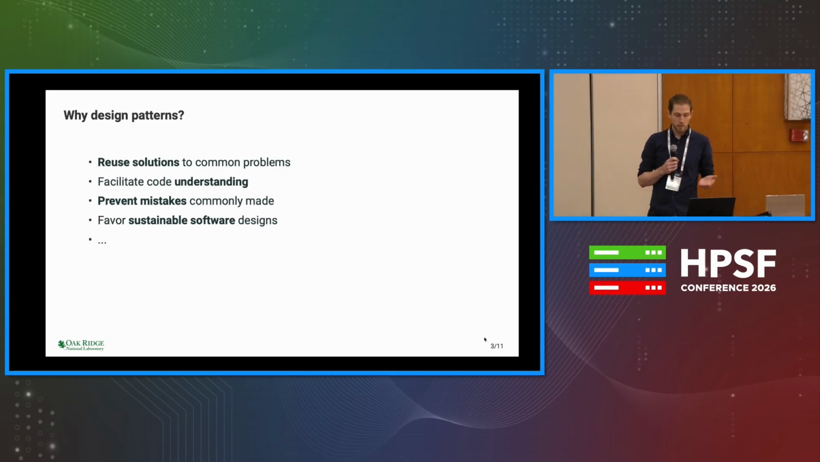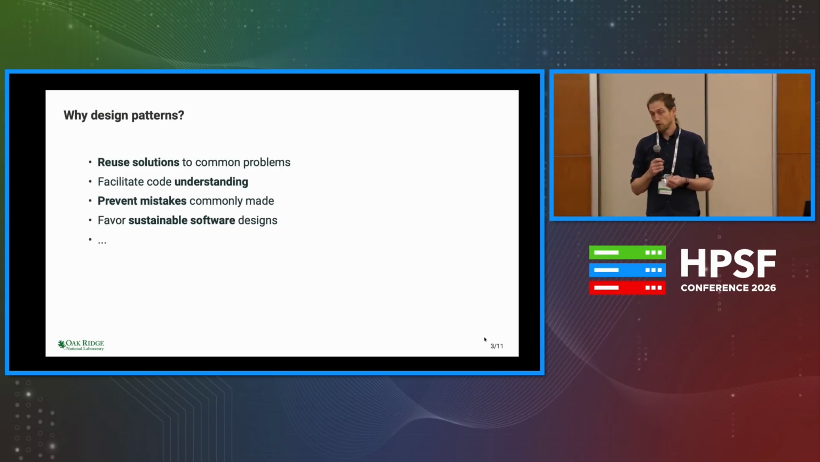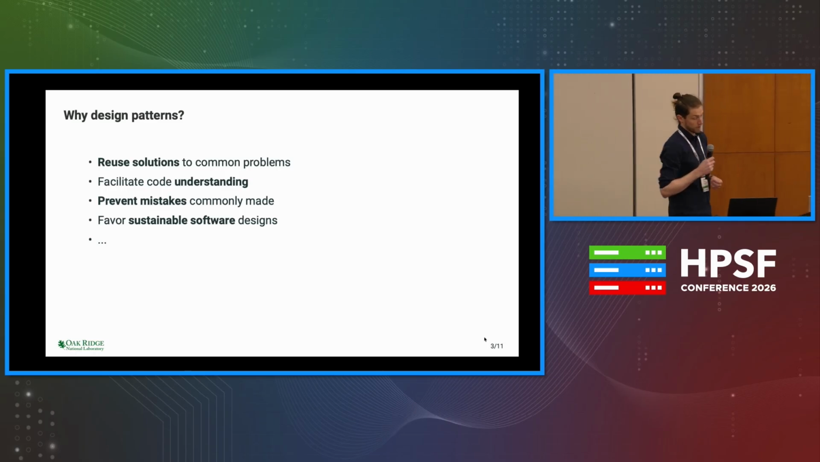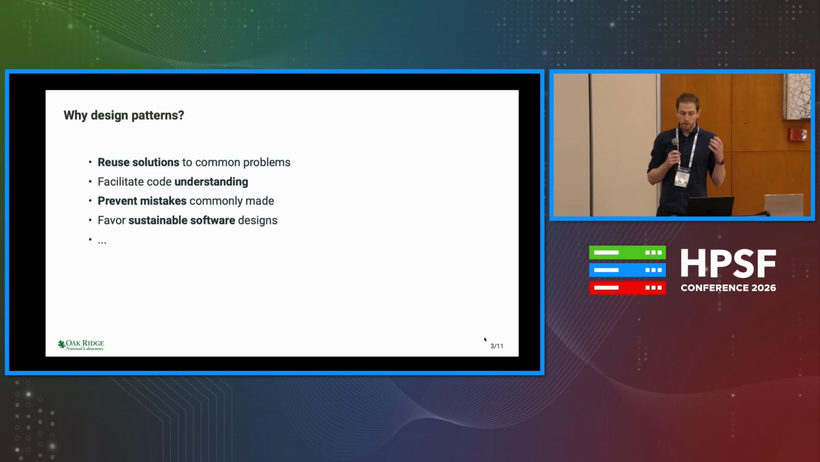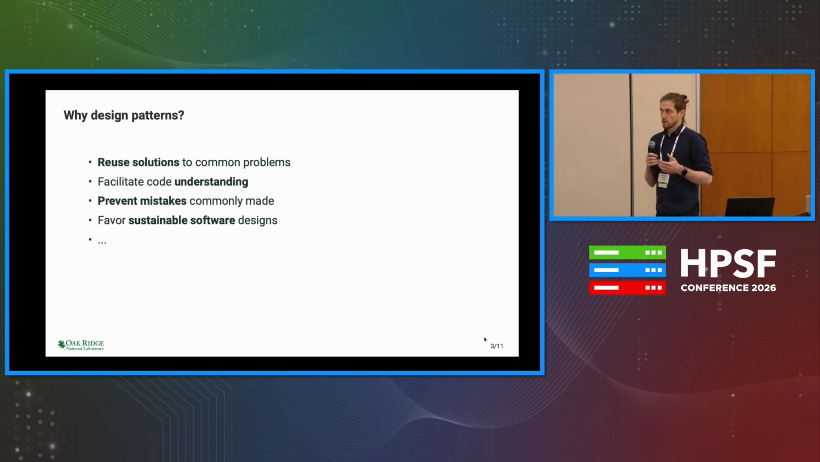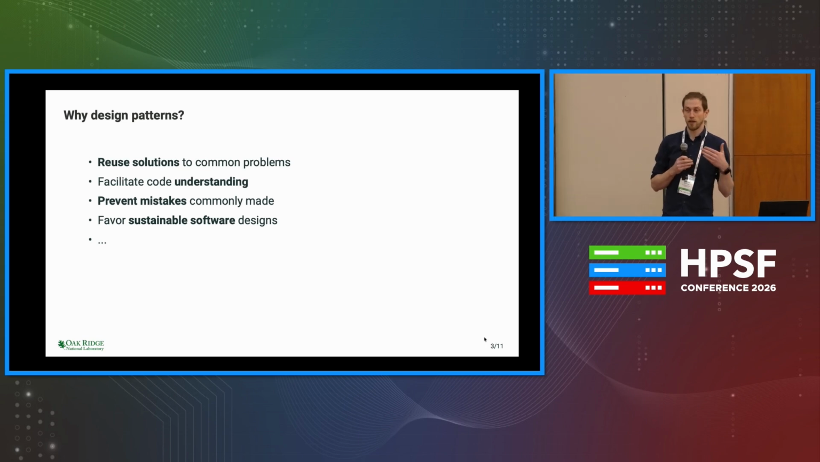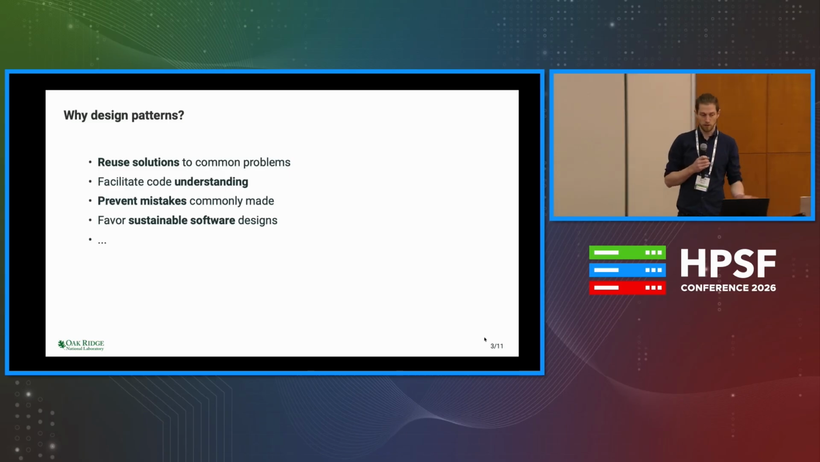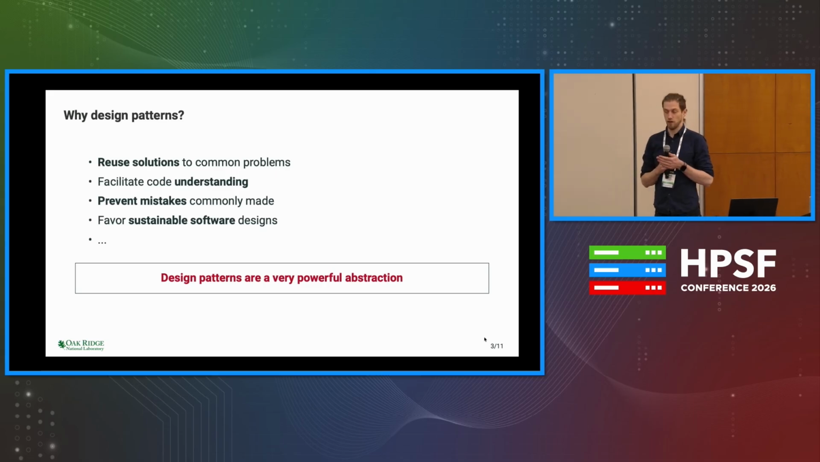They also prevent mistakes that are commonly made, especially in performance portable programs. There is a myriad of rabbit holes that you could go down, but you don't want to, and you especially don't want to make a mistake and then later discover, oh, I should have spent more time on that. And by that, they fundamentally favor sustainable software design. That means software designs that are maintainable and work over a long time with changing developers in a dynamic environment. So design patterns are a very, very powerful abstraction.